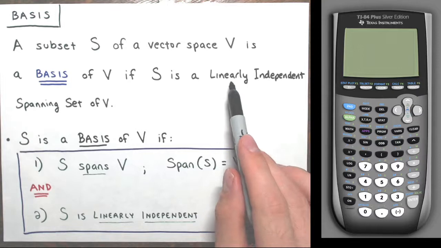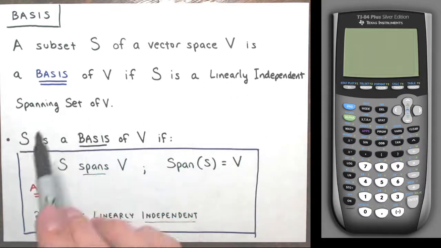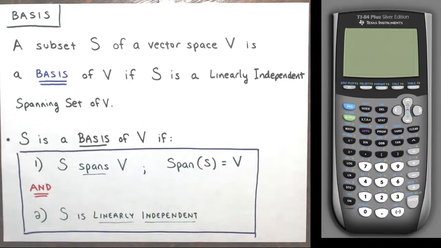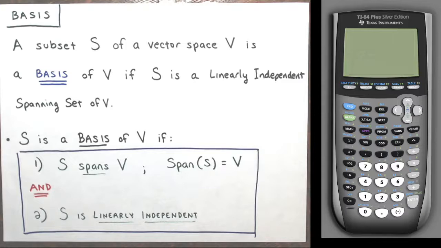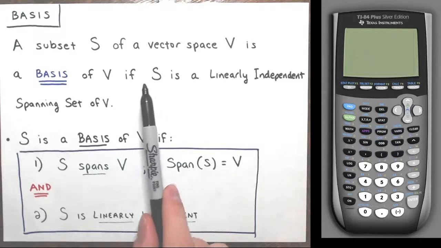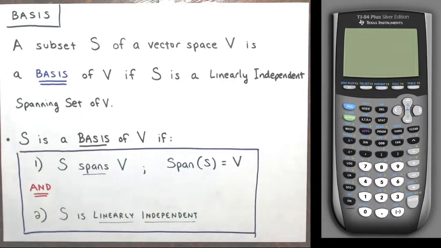Now, I'm assuming you know what these terms mean by this time, because if you've been watching videos I've been putting up, or you've seen other videos, or read some other texts, I'm hoping you know what it means for a set of vectors to be linearly independent. And I'm also assuming that you know what it means for a set of vectors to be a spanning set of a vector space. I might refresh your memory as we go through this video as well.